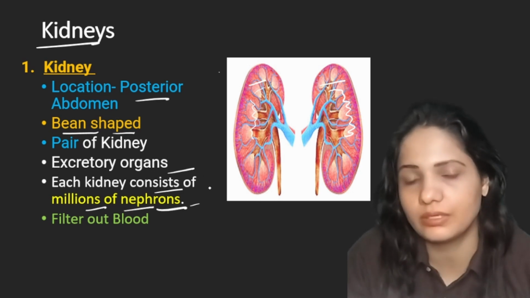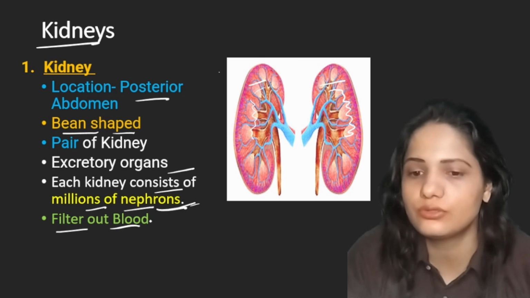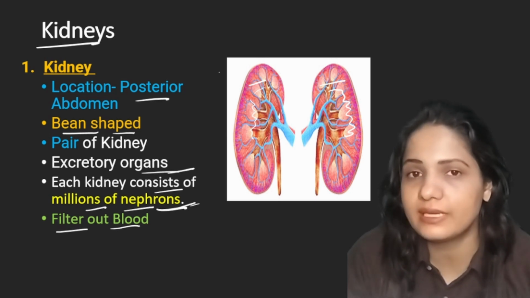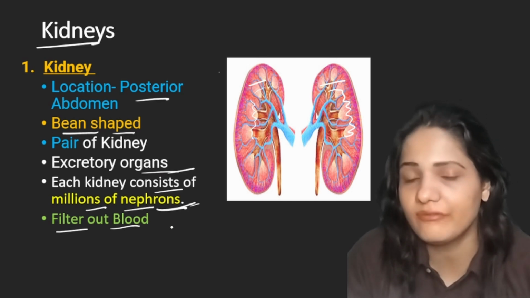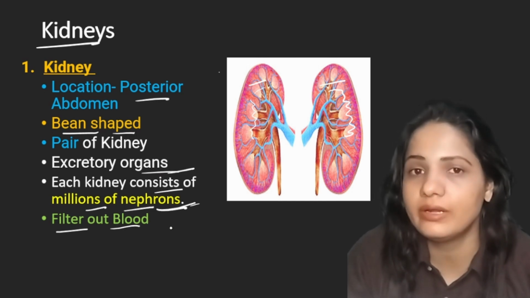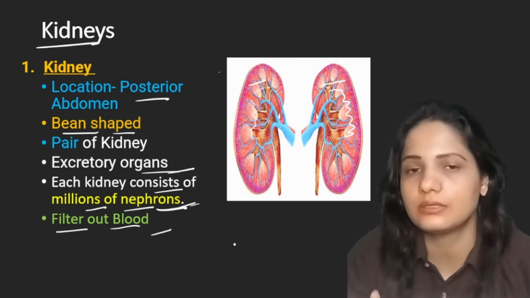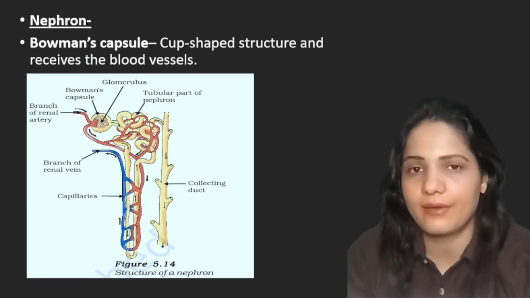This is given in your NCERT in detail. The function of kidney is to filter out blood. Kidneys are the excretory organs. Now, how do they excrete the waste? By filtering out the blood. The main function of kidneys is to filter out the blood. How do they filter out the blood? This we will discuss in the production of urine, in an upcoming slide. Next we have the nephron.